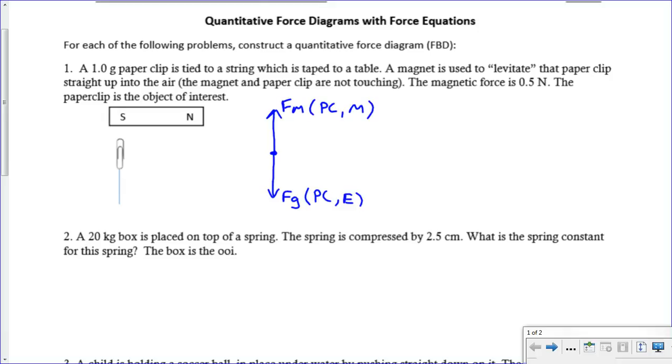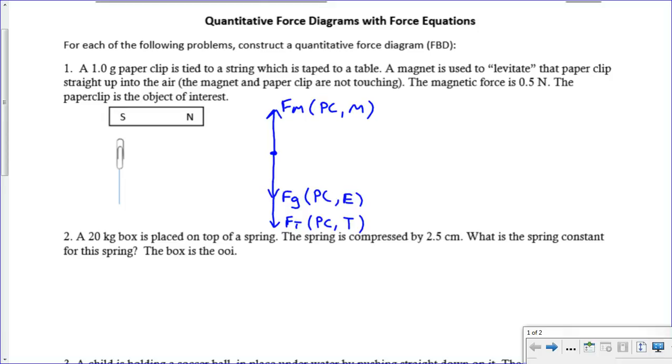And then the only other force that we have is tension. Tension is always in the direction of the string or the rope or whatever it is. So in this case, it's pulling the paper clip down. Ft on the paper clip, and it's tied to a table. The string on the other end is connected to a table, and so I'm going to use table as the other object. You could use string as your object here, but when I do a tension force, I like to have the 2 objects that are connected by the rope or the string.